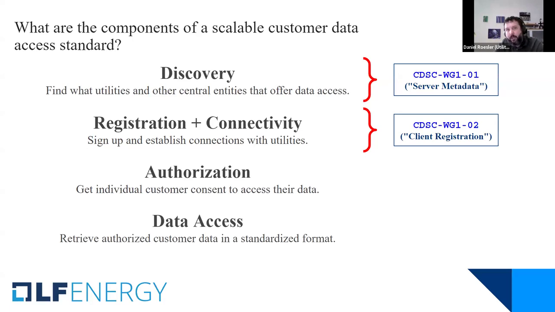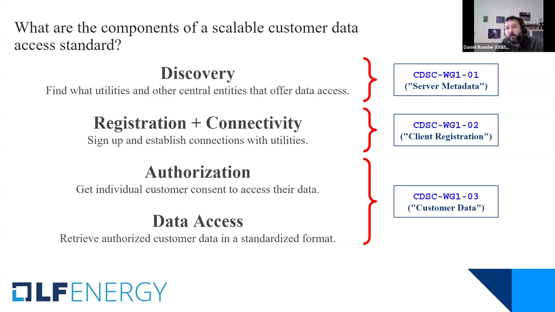And these are defined as part of the third specification. We can go to the next one, which is called the customer data specification. So that's what the working group is named after, but it focuses on defining how to get customer consent and authorization in order to access customer data, because you need individual customer consent in most cases. And then also, what are the data formats and protocols for accessing that data, the API endpoints, that sort of thing. So we can go to the next slide.